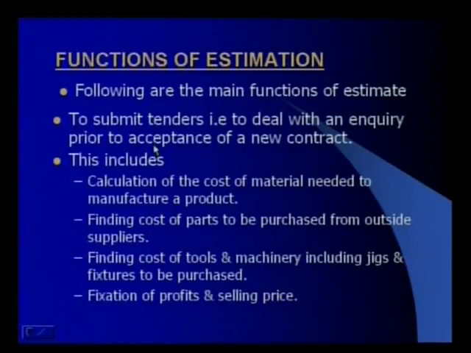So, in order to get a new one, we have to submit tenders. That includes the calculation of the cost of the material needed for manufacturing that product, as well as finding out parts to be purchased from outside suppliers. In any manufacturing concern, you need not manufacture each and every product on your own, so you have to get some from outside. That can also be a part of estimation. Find out the tools and manufacturing machinery required, and jigs and fixtures to be purchased from outside.